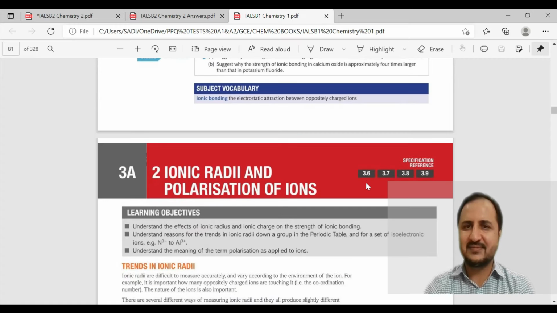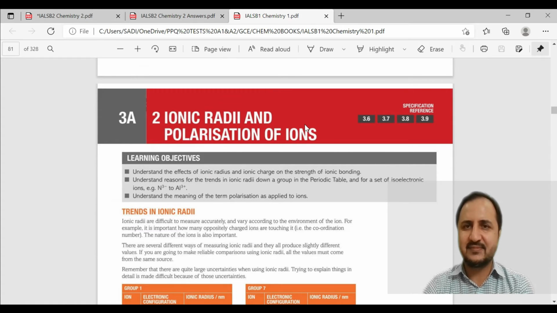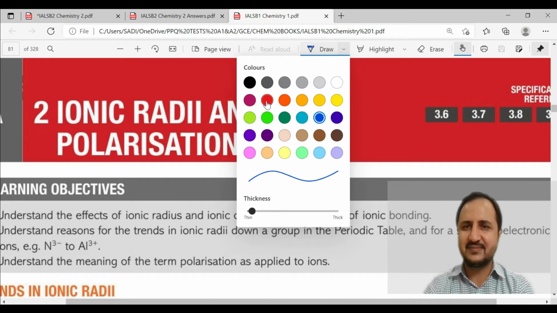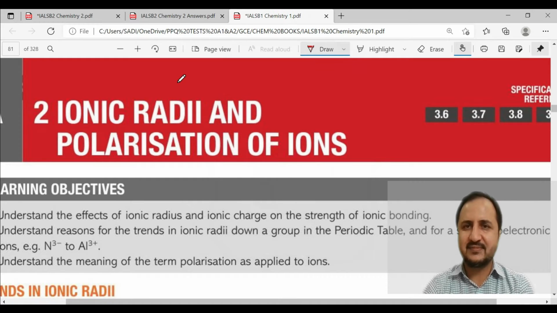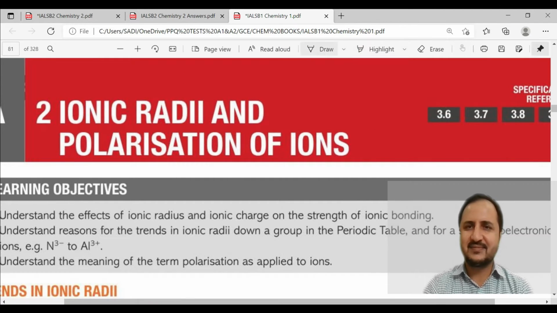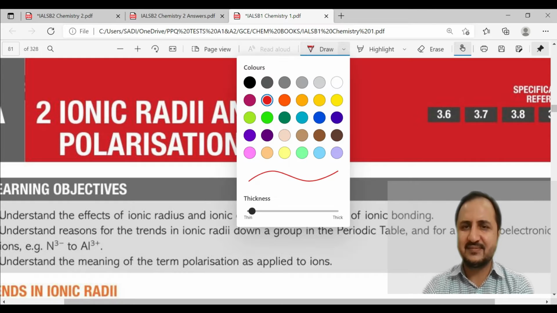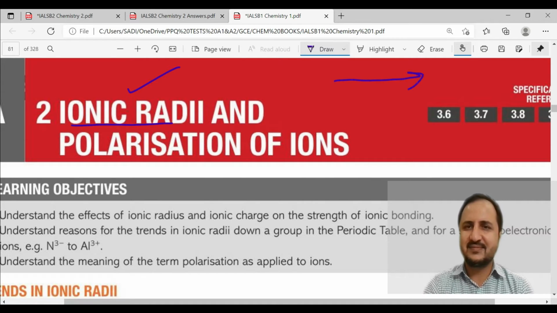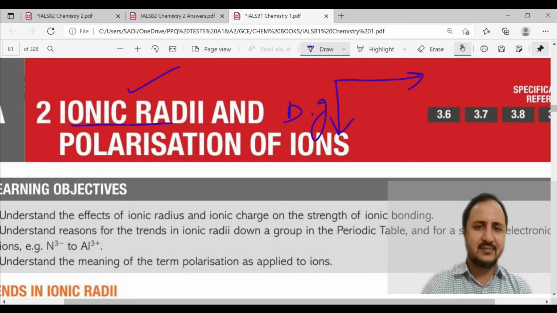So the first thing is ionic radii and polarization of the ions. That's our topic for today. First of all, we all know about the ionic radii. We already discussed what is happening to the ionic radius across the period and what is happening to it down the group. So this is down the group and this is across the period.